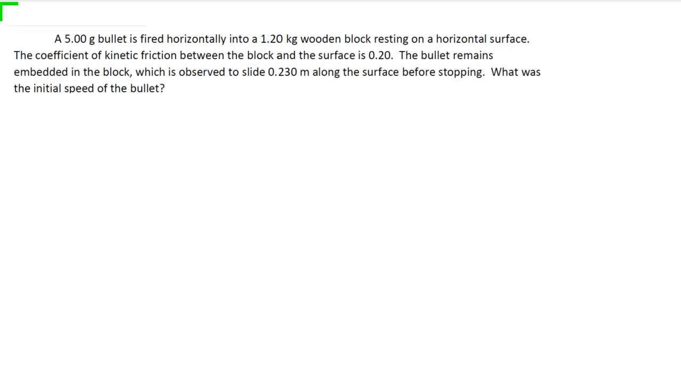So we have a bullet being shot into a block, which is on a horizontal surface. This surface is not frictionless, has some friction, coefficient of kinetic friction is 0.2. The bullet is stuck in the block, so we have the bullet remaining embedded in the block. This means we have a perfectly inelastic collision, and then the block, after the bullet gets embedded in, slides 0.23 meters along the surface, and so we're going to find out the initial speed.